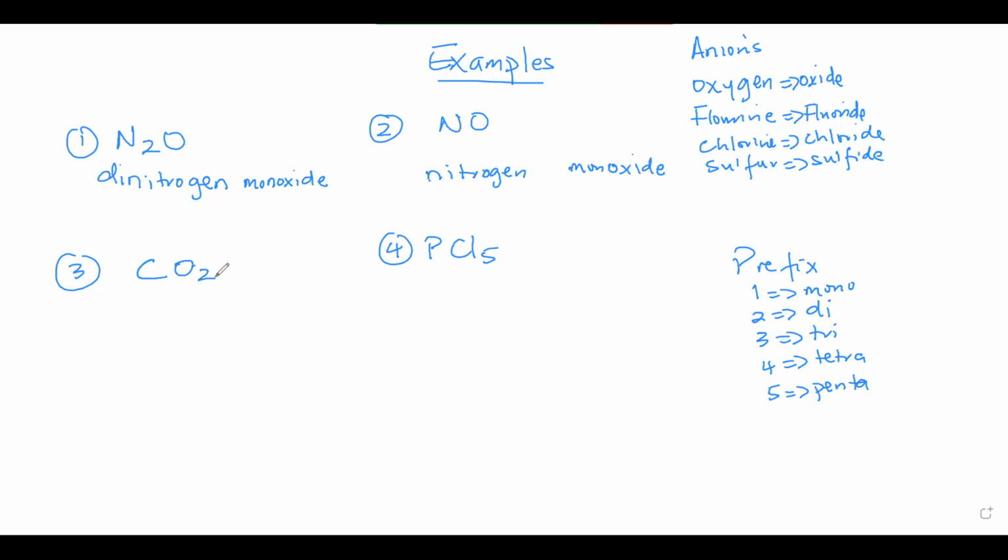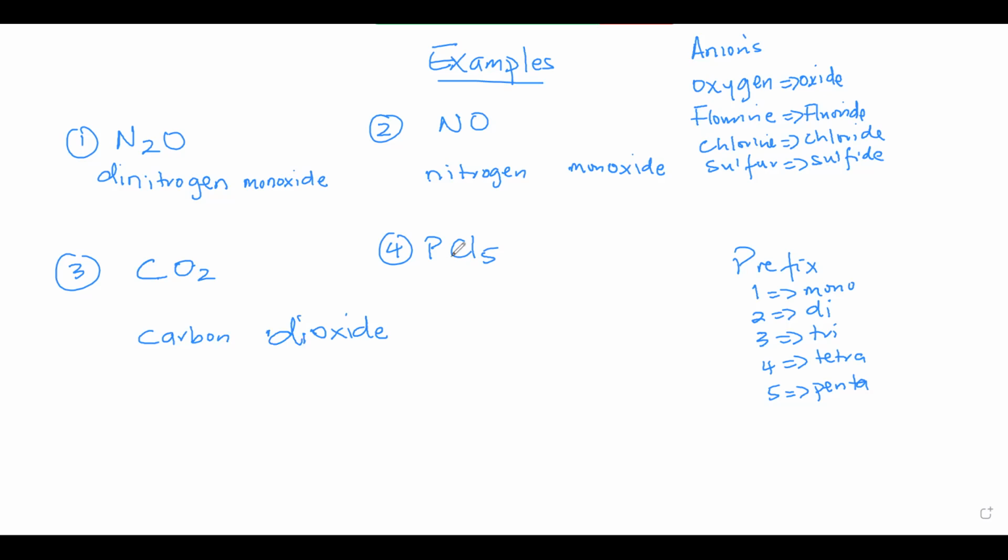Then the next one, we have carbon. We write the first element, carbon. The IDE name of oxygen is oxide. The first element has only one carbon, so we don't use mono. Then for this one there are two, so dioxide.